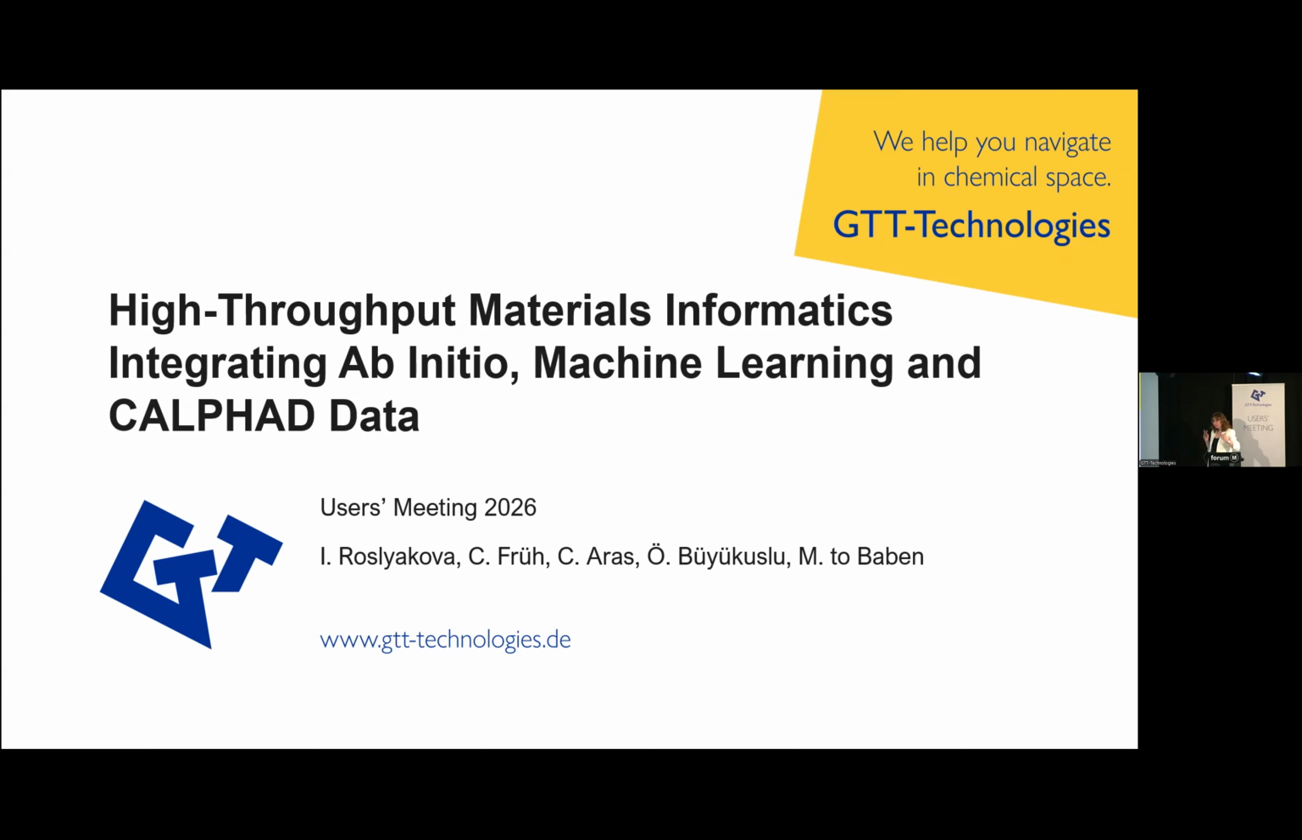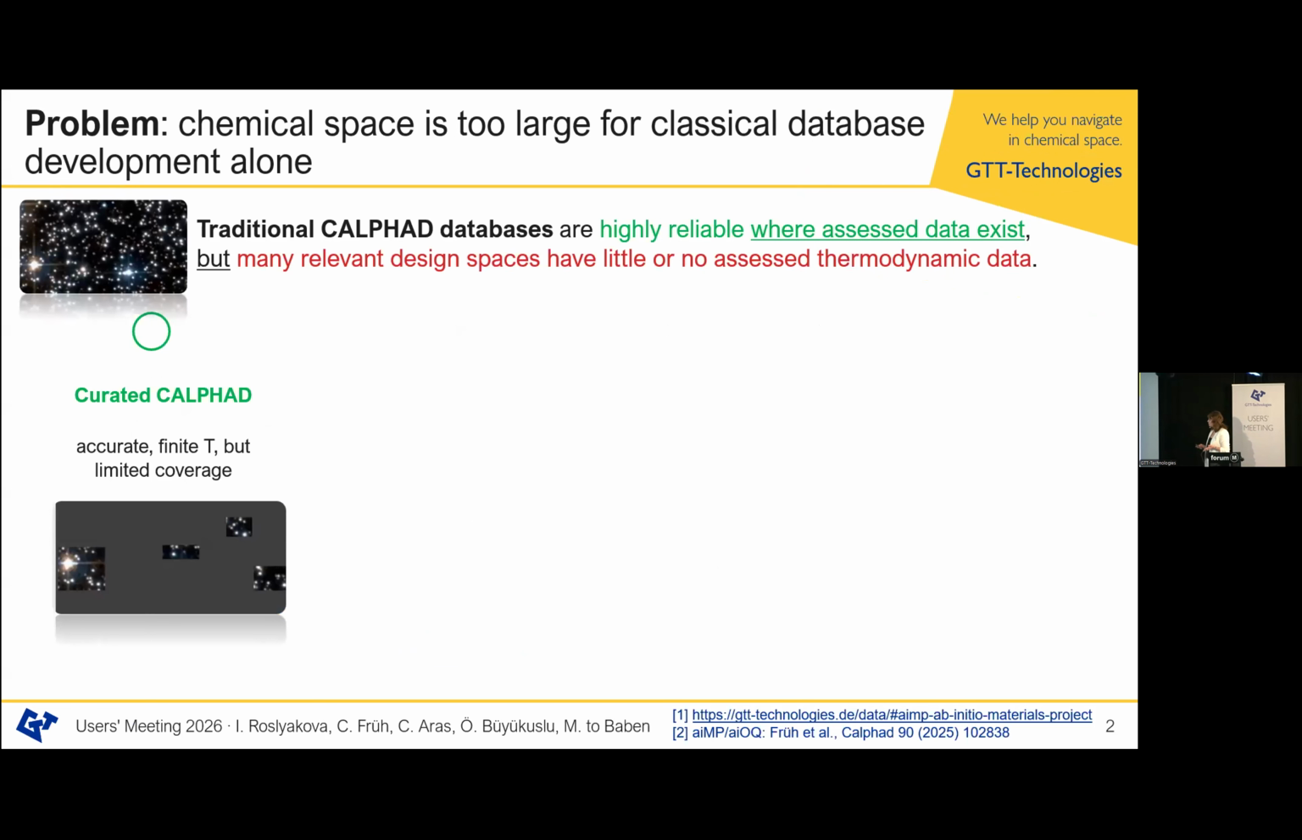And now let's take a deep dive into aiMP and aiOQ, and I will also show you another application of these two databases. First of all, if we're talking about traditional CALPHAD databases, we all love them. We also had a very nice talk from Philip with an update on GTOx, and they are very good, sustainable databases. They are accurate, they use expert knowledge, but they only cover certain temperature ranges and composition ranges. So they're very accurate in a limited chemical space, and the chemical space is large, and sometimes there are also spaces where we have no data.